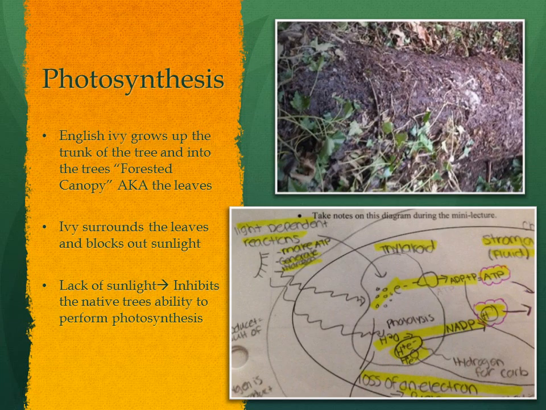The problem with English ivy is that the ivy climbs its way up the tree's trunk and into its forest canopy, which is all the leaves on the tree, and it blocks out sunlight from entering the leaves. Lack of sunlight inhibits the light-dependent reactions, therefore inhibiting the tree's ability to perform photosynthesis. So it's important to remove the ivy before it has the chance to advance that far up the tree.